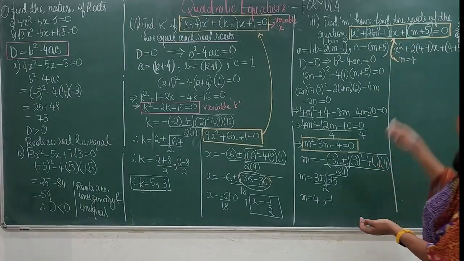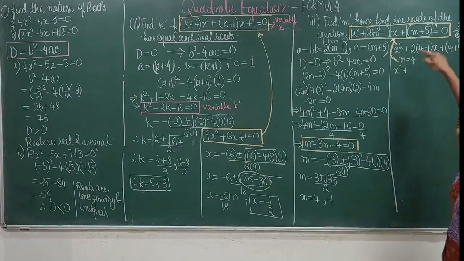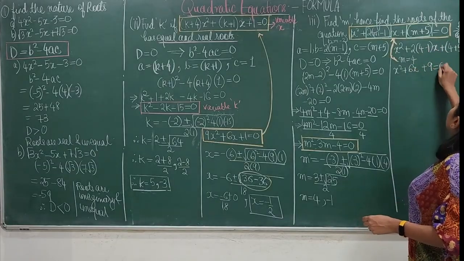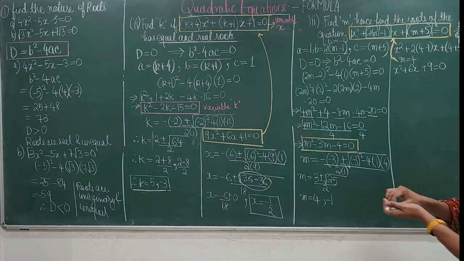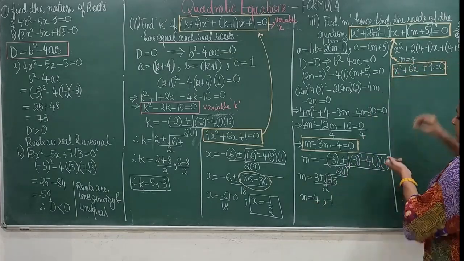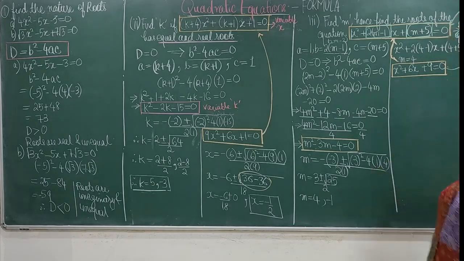Got it? Let's simplify the equation. x square plus, 4 minus 1 is 3, 3 into 2 is 6, 6x plus 9 is equal to 0. We got a simple equation in terms of x. Now look at this equation. This is a simplified version of this equation.